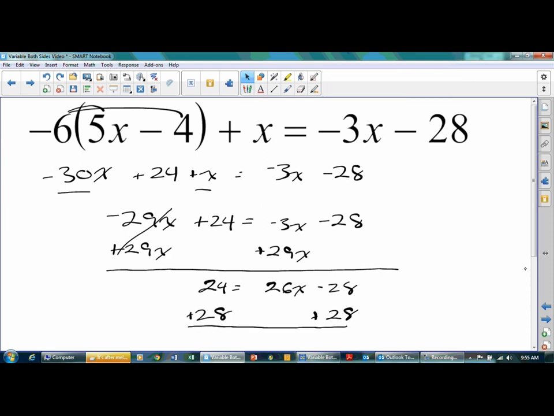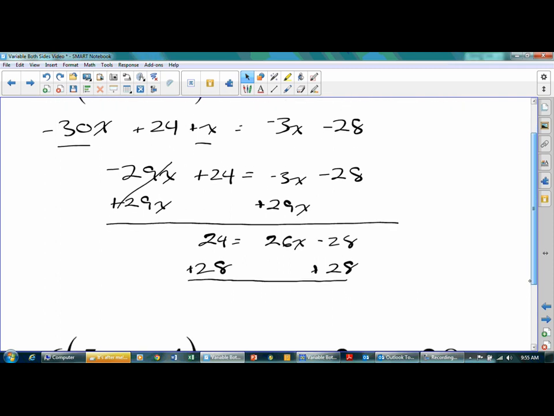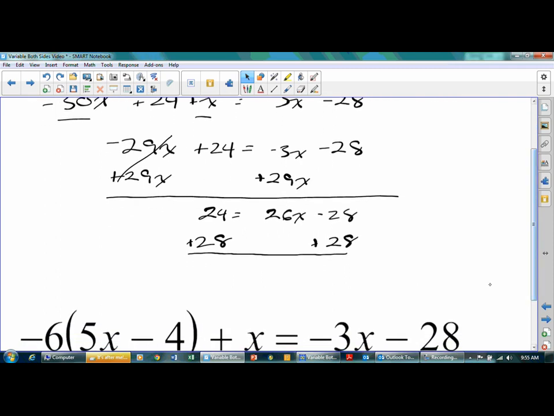Now remember, if you prefer, you could have added 3x to each side and solved it that way. I just prefer to have my coefficient positive. It really doesn't make a difference. Divide by 26. And x is 2. Not 2 is 2. x is 2.